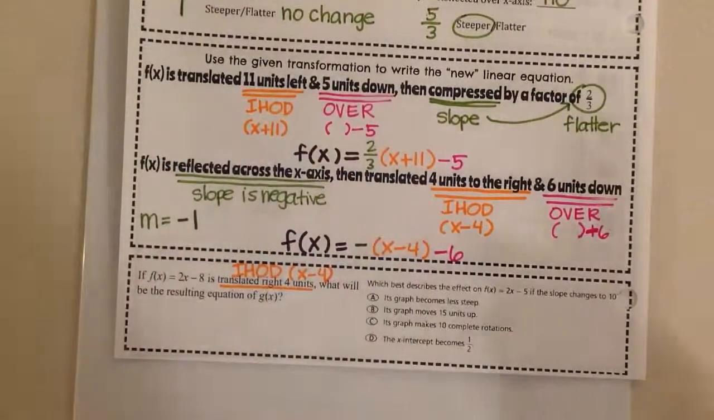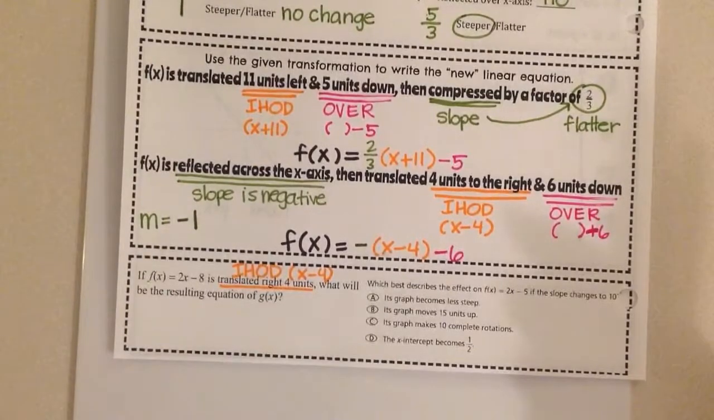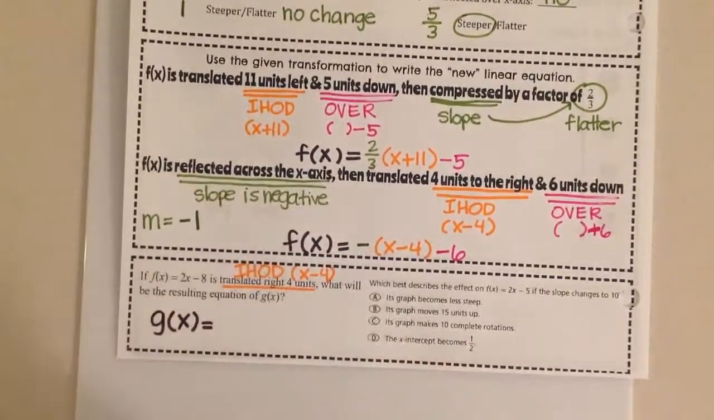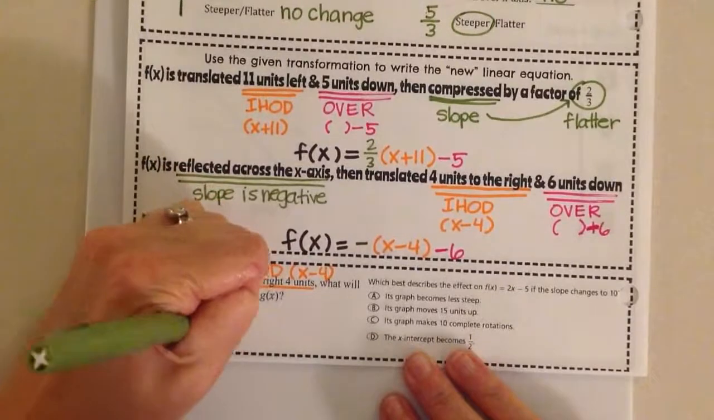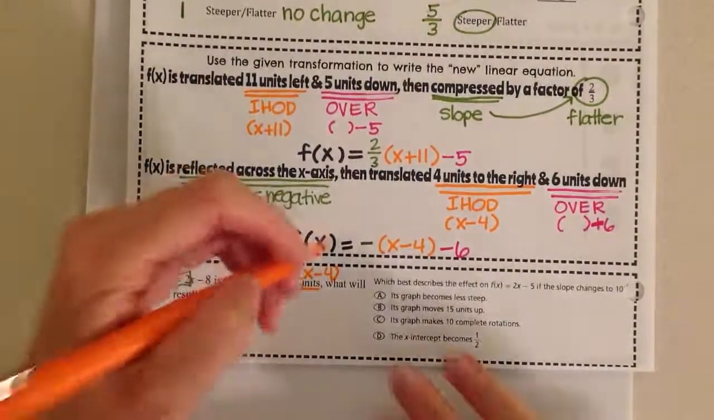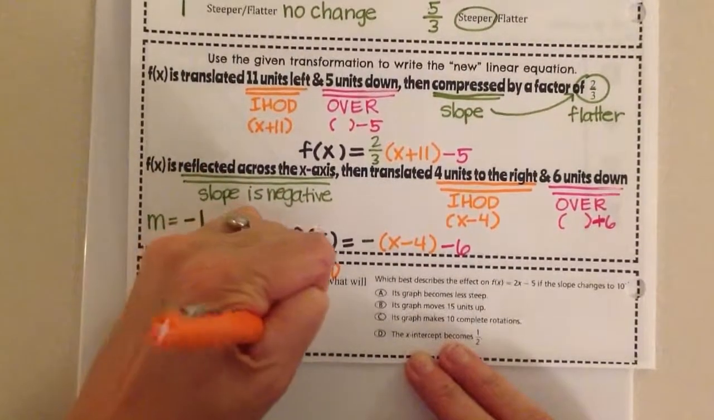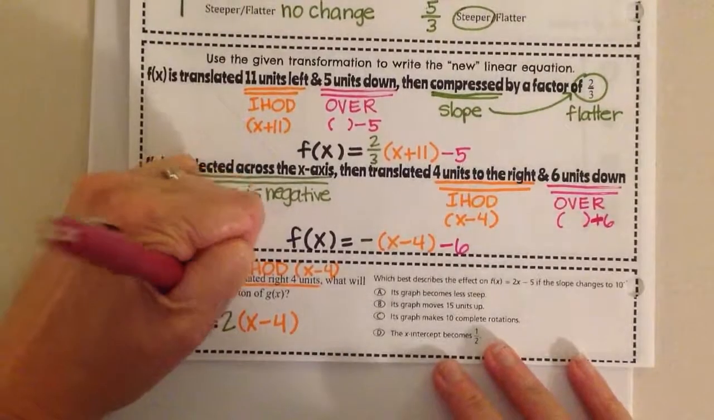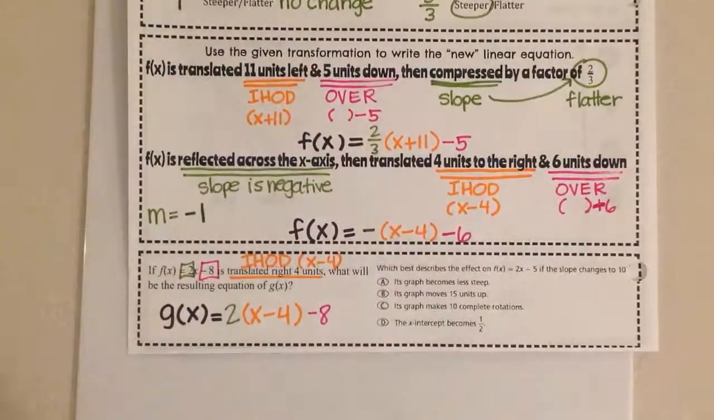Okay. Did it say the slope or it was moving up or down from this point? It did not say any of that was changing. So I know in my final answer for g of x, I have to keep the same slope. So I'm going to keep the 2. But I'm adding this moving to the 4. I'm adding this in IHOD number. And now I'm going to keep my outside number minus 8 the same. So there is my equation after we take this with a slope of 2 and a y-intercept of negative 8 and we move it right 4.